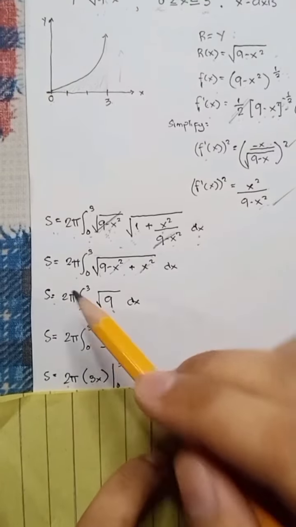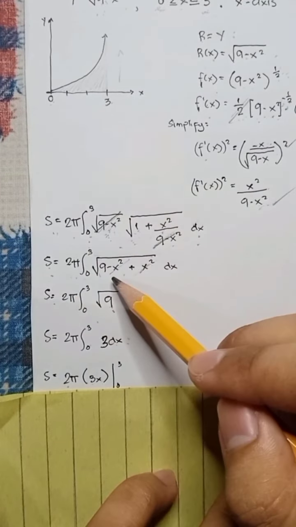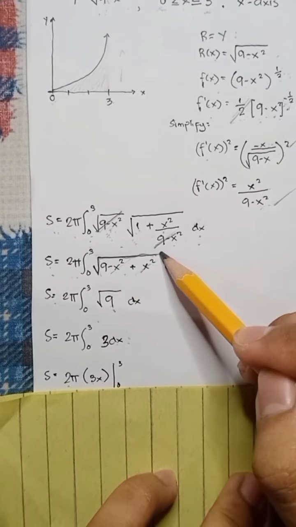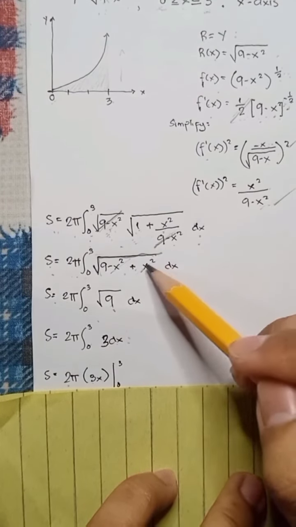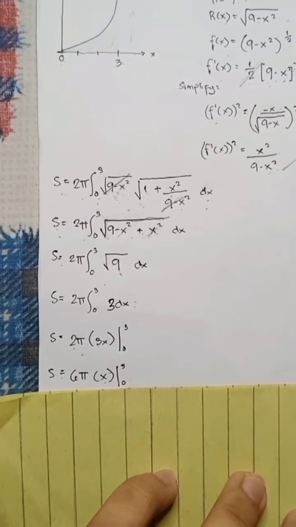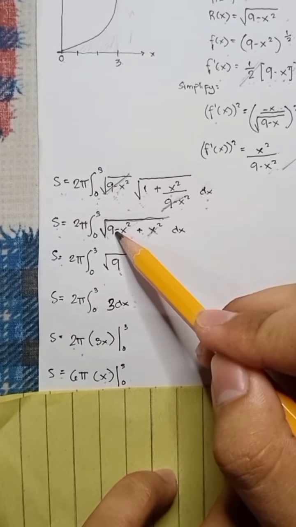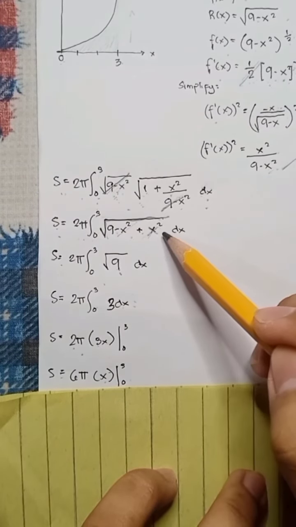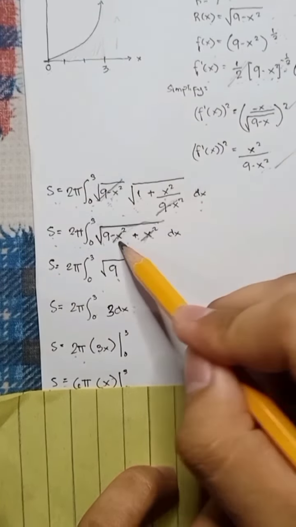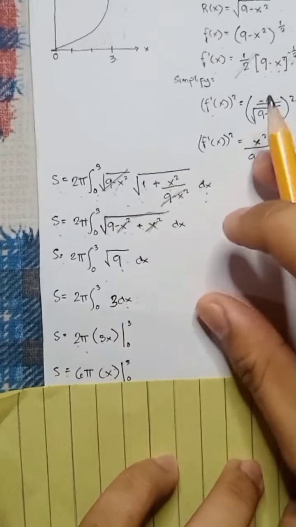Then, ito na siya. S is equals to 2 pi integration from 0 to 3. Ito yung 9 minus x squared natin. Napunta na siya sa isang square root. Plus, yung natira dito, x squared, then yung dx. So, dito ulit dahil nga same values, negative x squared plus x squared is makakancel or equals to 0. So, ang natira is square root of 9. So, basically, yung square root of 9 is equals to 3 dx.